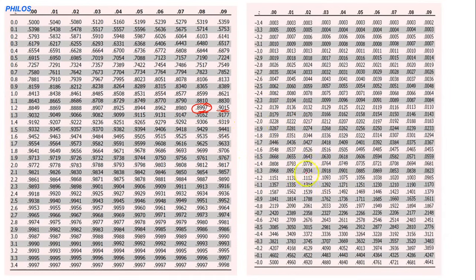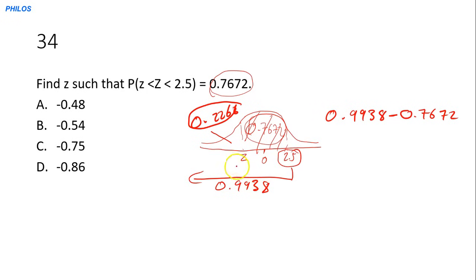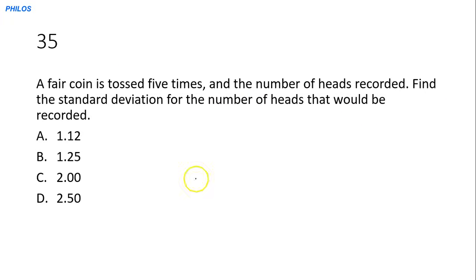So 0.2266. This is 0.2266. What does it correspond to? It corresponds to negative 0.75. So this z will be negative 0.75. The correct answer for question 34 is C. So let's go to the next question.